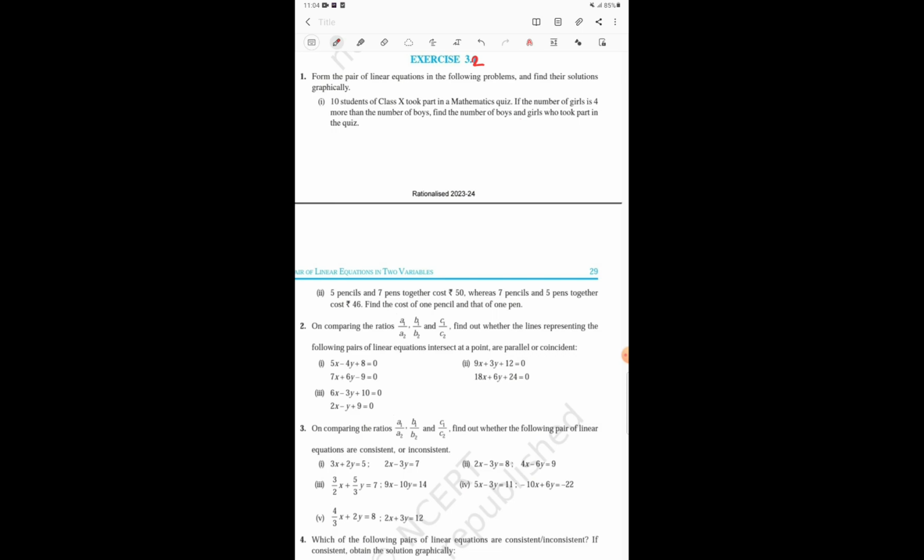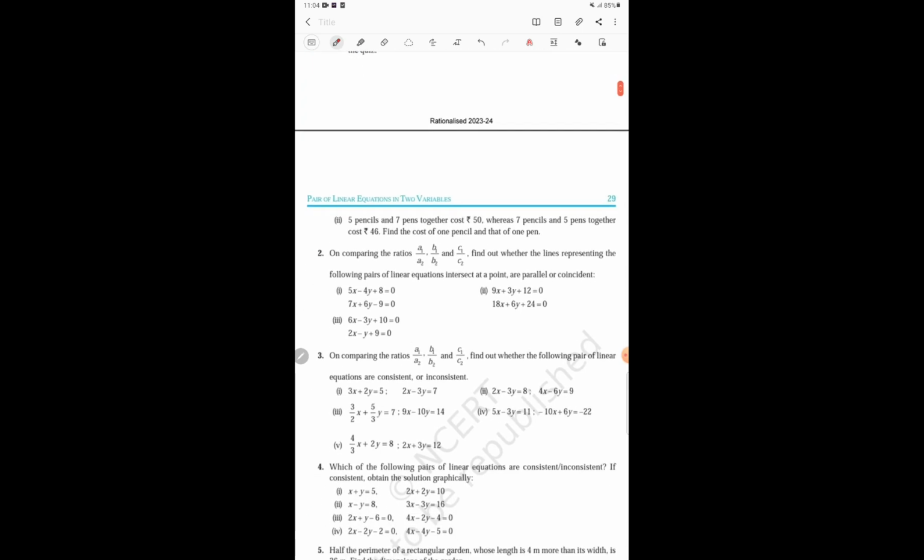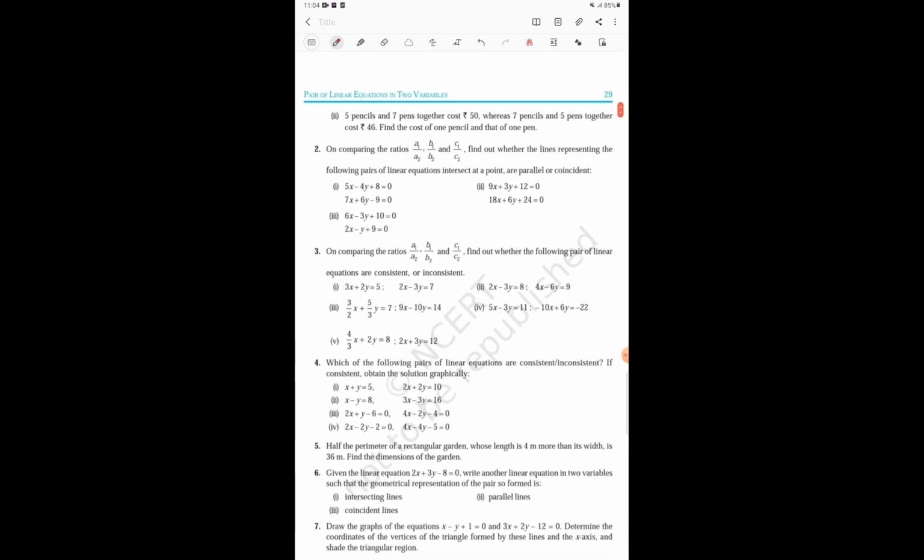So shall we discuss exercise 3.2 here. See the first question. The first question says solve the following equations graphically. I will solve this in the next videos because it needs graphs, and I will show how we draw the graphs in another type of video. So we are going directly to the second question.